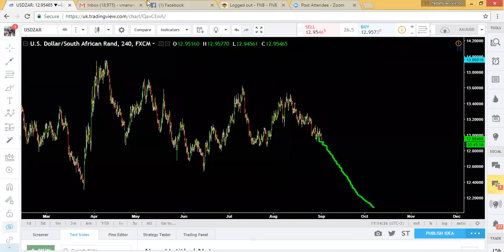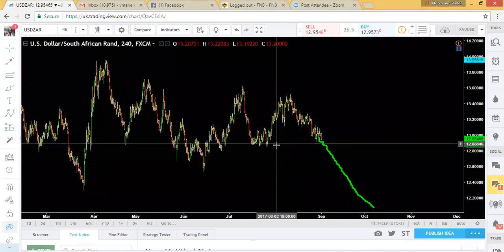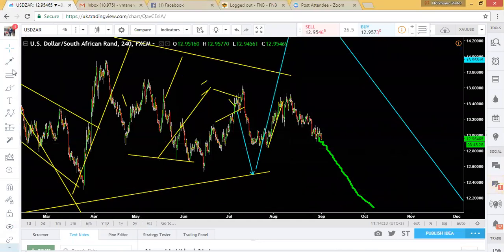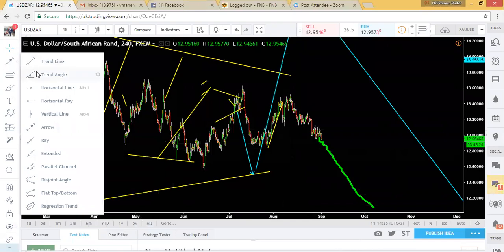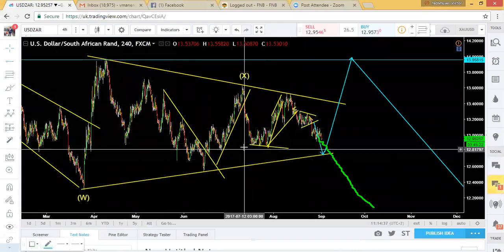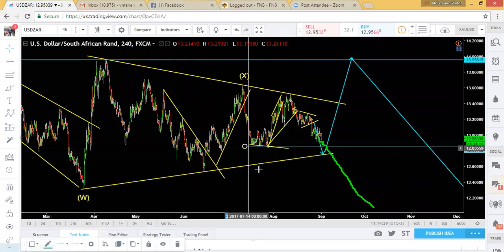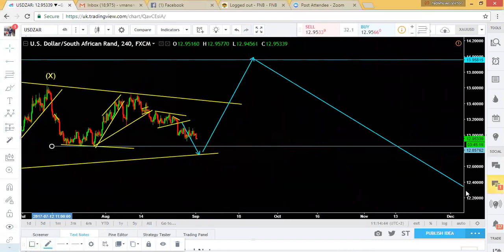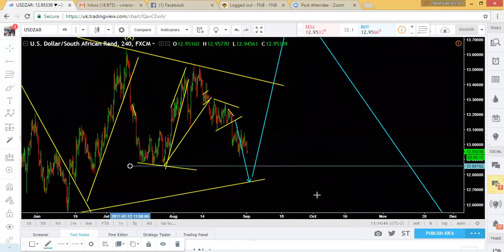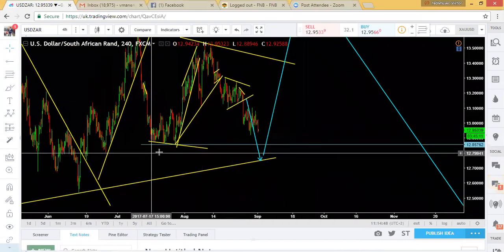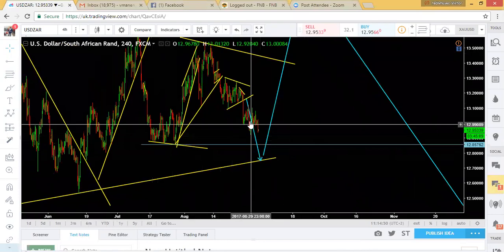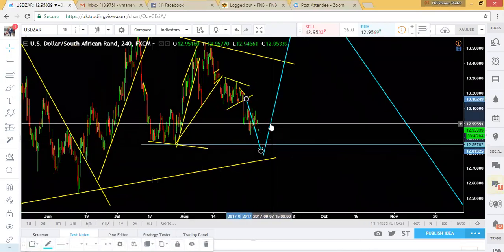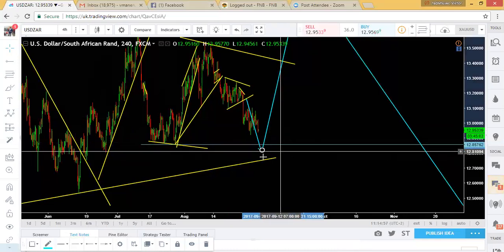But for now, target is here at 1280, where the blue line is. I'm going to plot the blue line. There's the blue line. Let's clear the other charts. Okay, this is where the blue line is. So it will just be broken and then it will reverse. So just put your take profit on the blue line.